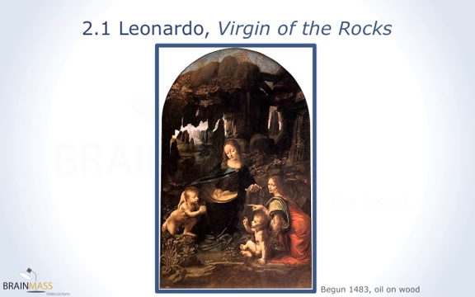Leonardo places all these figures in a mystical type of setting, one which is very rocky, and it looks like they are in some kind of cave or a grotto. As you look back and to the left, you can see the landscape disappear into the mist. It almost looks like a gloomy scene.